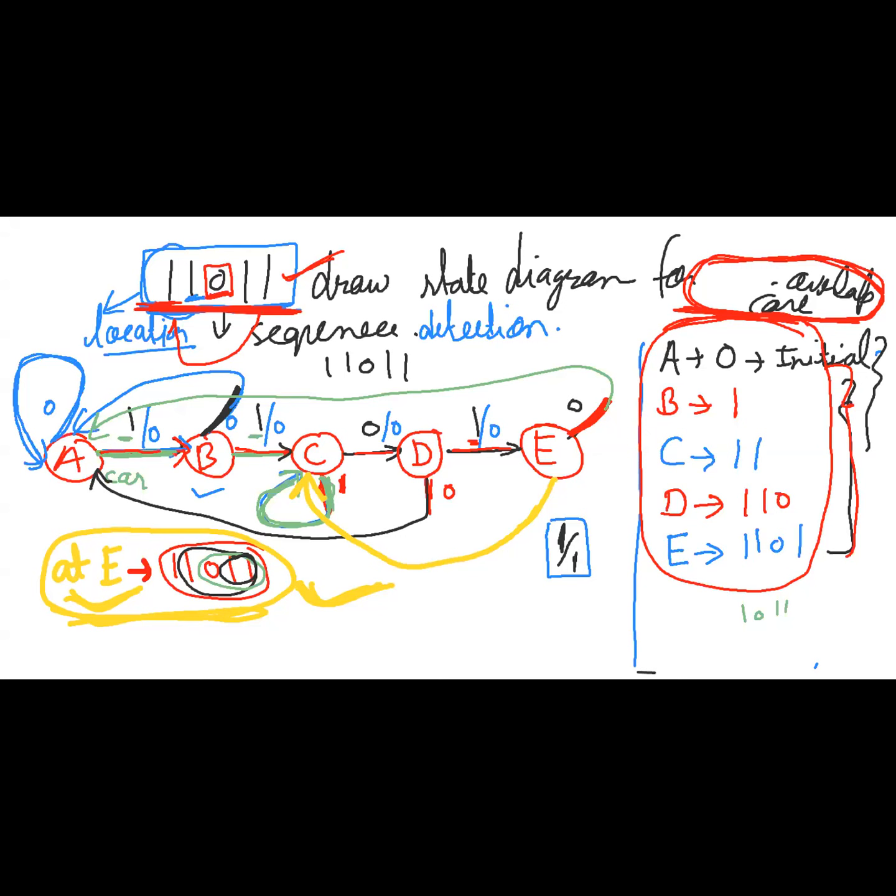Could you try one question? I can give it to you. So the sequence which I am giving you now, which you have to do, is this. Let me delete this. First draw the non-overlap case, then the overlap. So the sequence I am giving you is 101. First draw non-overlap. Clear?